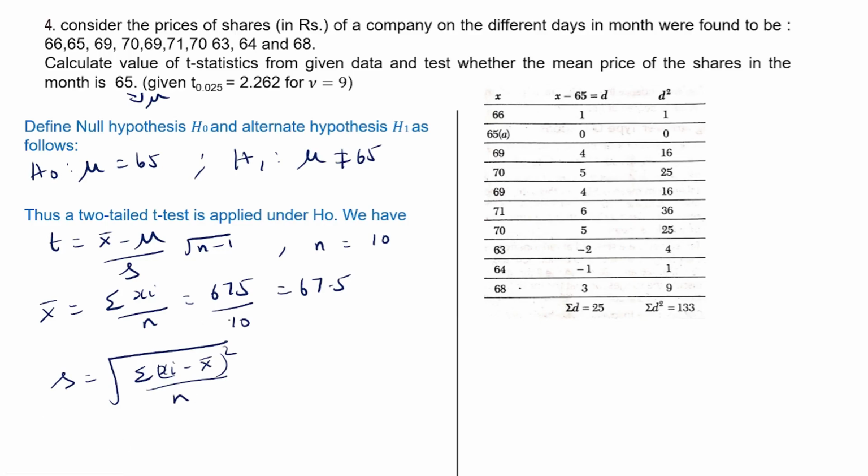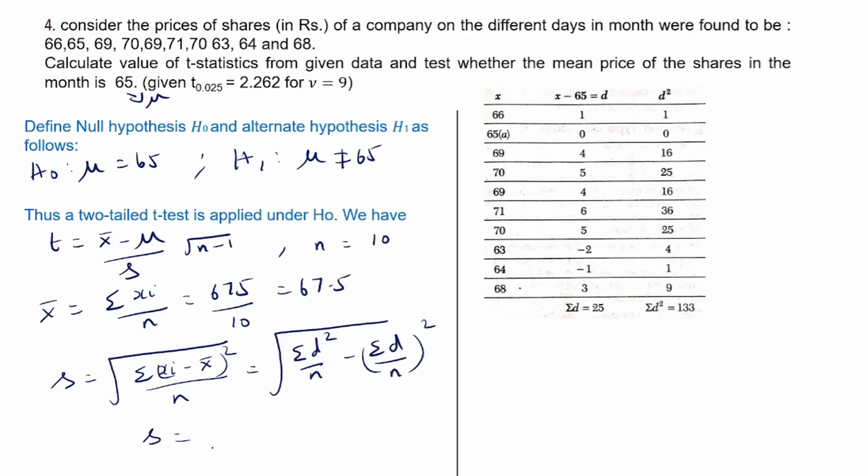Now we can calculate s as root of summation d square by n minus summation d by n the whole square. This is using the assumed mean. You must have studied this in either class 10 or class 11, where we can find the standard deviation using assumed mean. So from this we can find the sample standard deviation. Summation d square is 133 and summation d is 25.